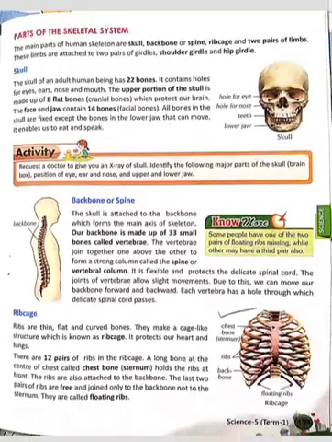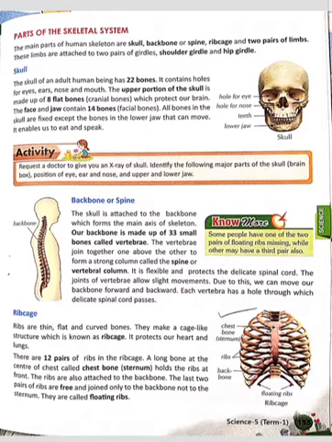Okay, it is flexible and protects the delicate spinal cord. Now, this backbone protects the spinal cord. The joints of the vertebrae allow slight movement which allows us to bend forward and backward. That's why we are able to sit, stand, fold our body, touch our toes and see the sky by bending backward.